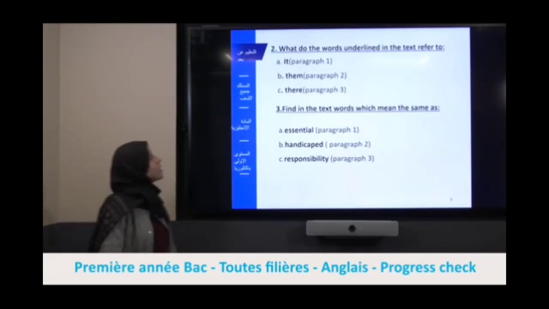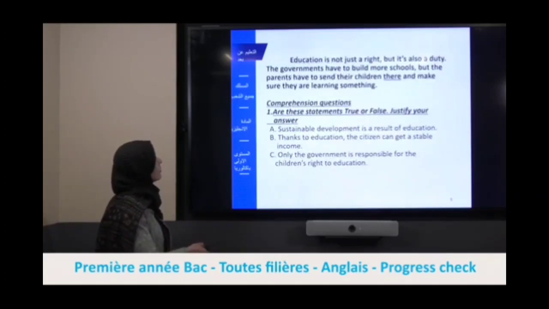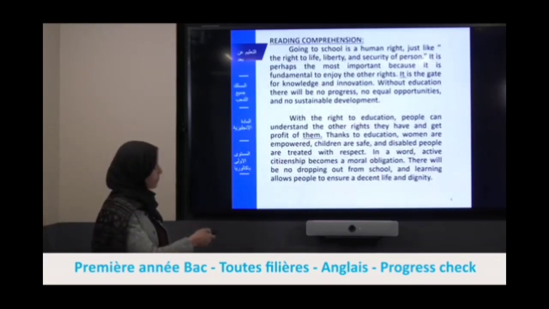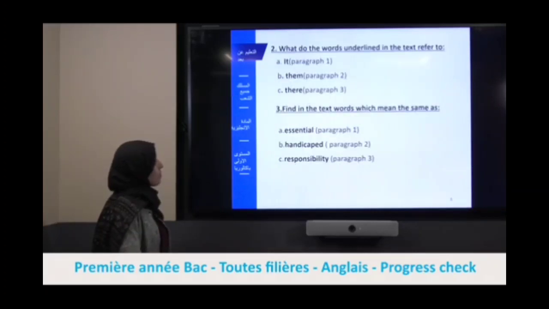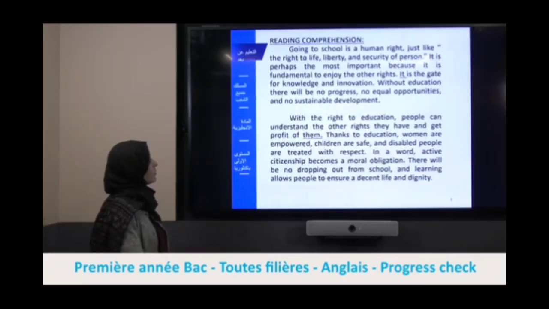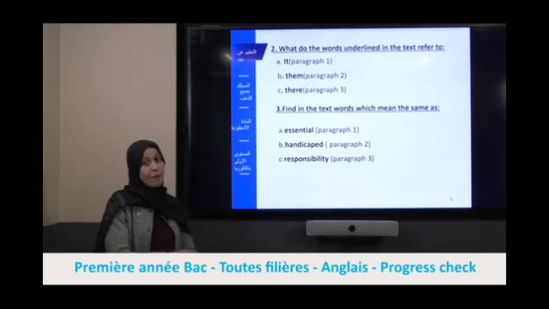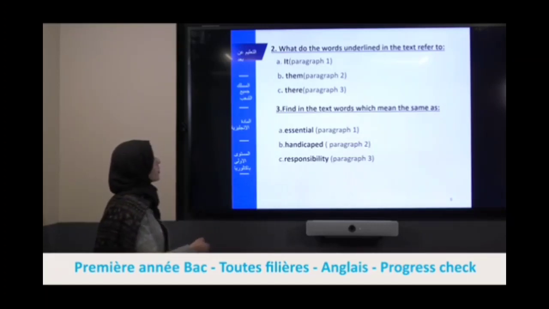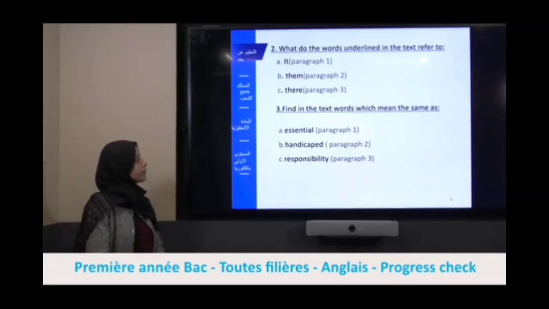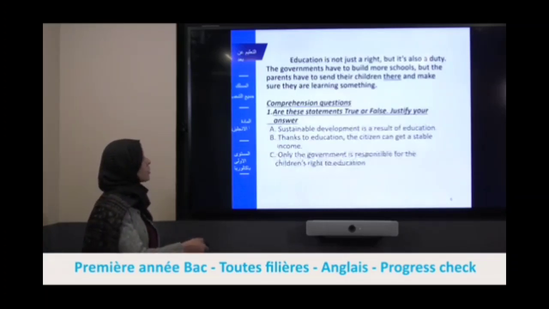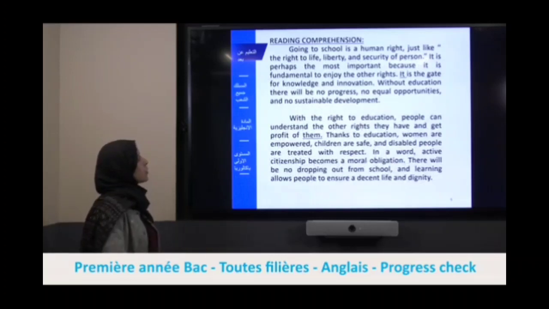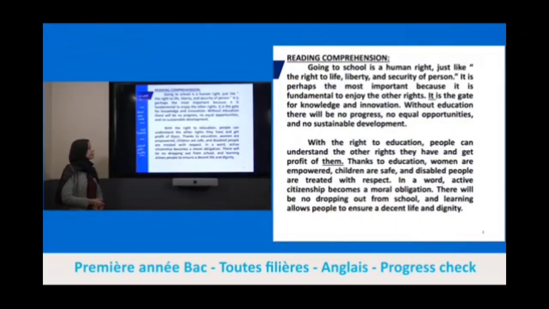What do the words underlined in the text refer to? So it's in paragraph 1. Here, paragraph 1. Them in paragraph 2. And there in paragraph 3. So take some time to do your exercise. You of course go back to the text to check your answers.